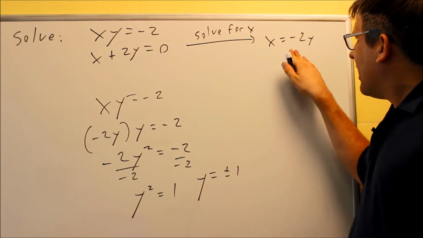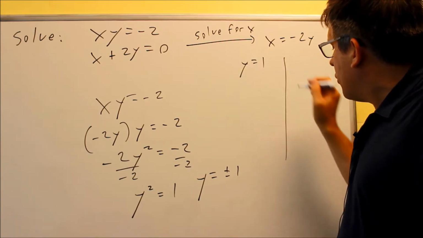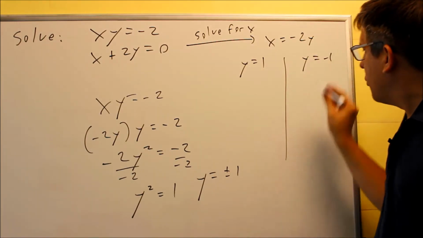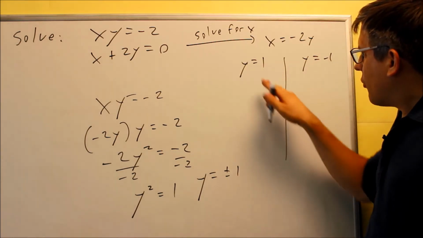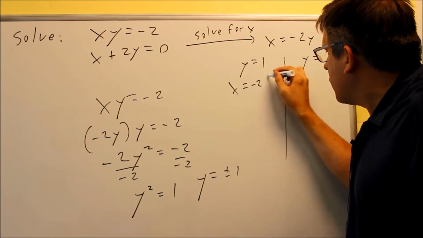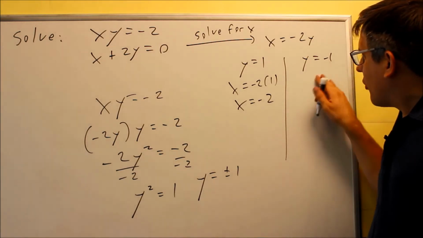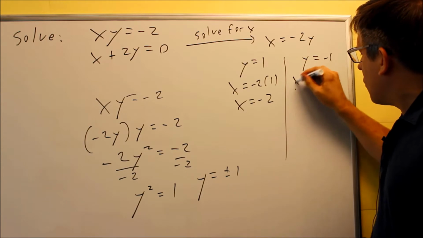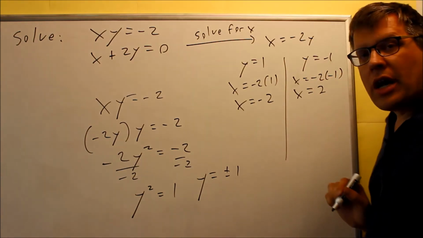I'm going to work with x equals -2y, but I'm going to do it first with y equals 1, and then I'm going to work also with y equals -1. I have to put both of these in separately, and I'm going to get two different answers for x. So for the first one, if I have y equals 1, I'll put that into here. So x is equal to -2 times 1, so x is equal to -2. If I put that -1 in over here, then we get x is equal to -2 times -1, and then we get x is equal to +2.